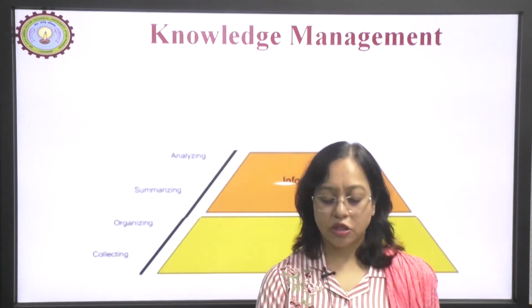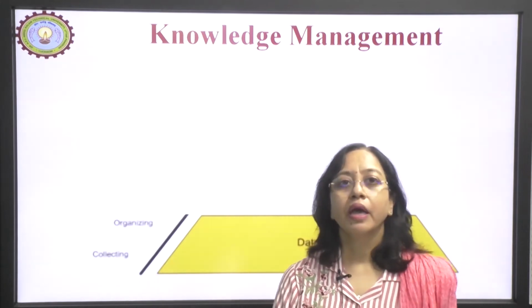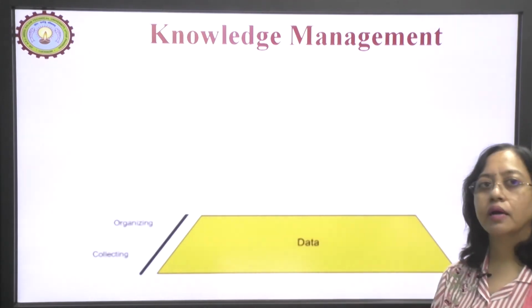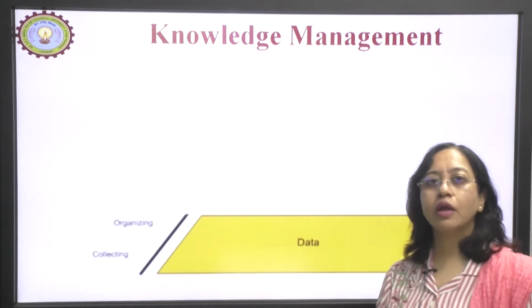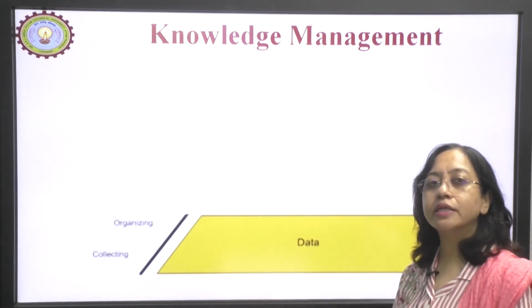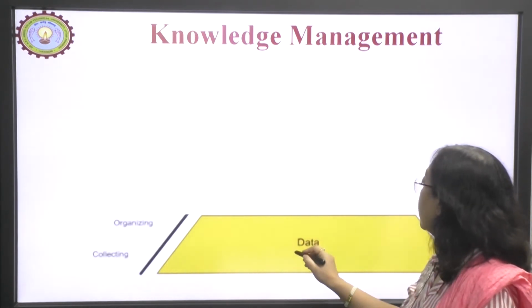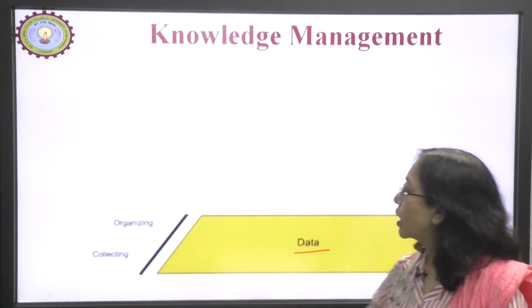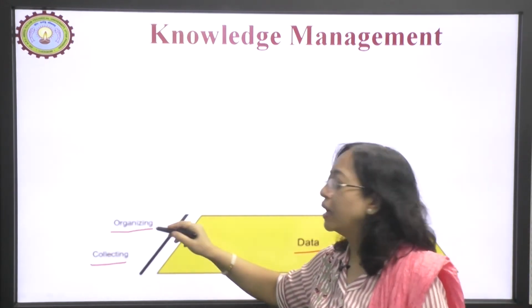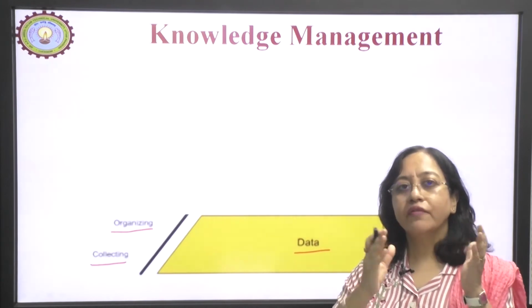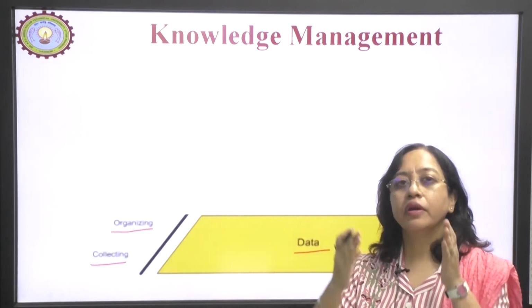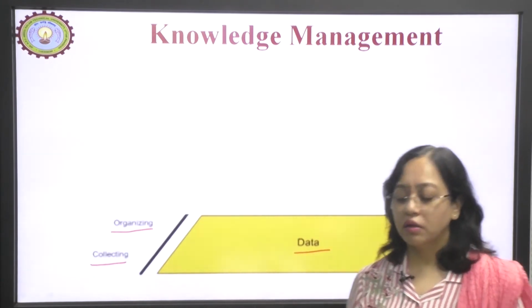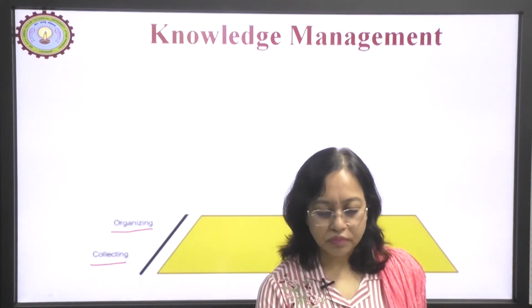So the first part of knowledge management is, it starts from raw data. Any sharing of knowledge, or any creation of knowledge, will start with raw data. We will collect facts and figures. So collecting, and then it has to be organized according to the different headings or maybe the different requirements. The data has to be organized.